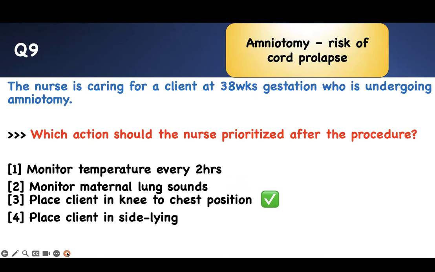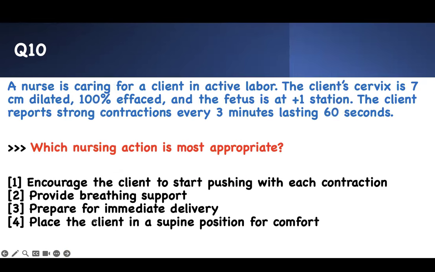And the last one. And this is caring for a client in what? Active labor. This is putting everything together. The client is what? 7 centimeters dilated, 100% effaced, and the fetus is at +1 station, trying to come out. The client reports strong contractions every 3 minutes, lasting 60 seconds. So in sync with what we should expect. What would you do? Encourage the client to start pushing right away, provide breathing support, prepare for delivery, or place the client in a supine position.